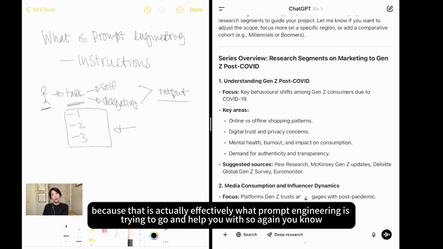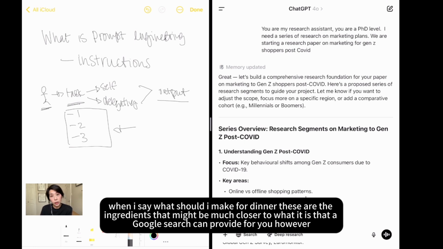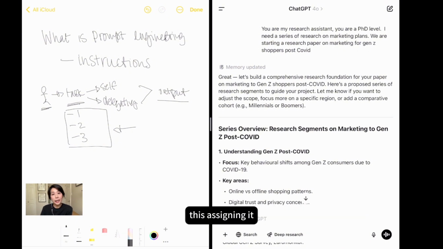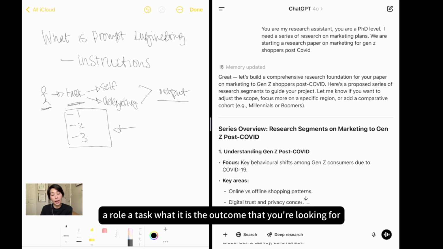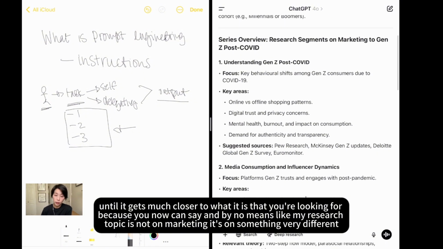So again, you can see that this prompt is quite different to what I would put into a Google search. In our previous example, when I said, what should I make for dinner? These are the ingredients. That might be much closer to what a Google search can provide for you. However, with this, you're assigning it a role, a task, the outcome that you're looking for, and then you're going to endlessly refine this until it gets much closer to what you're looking for.